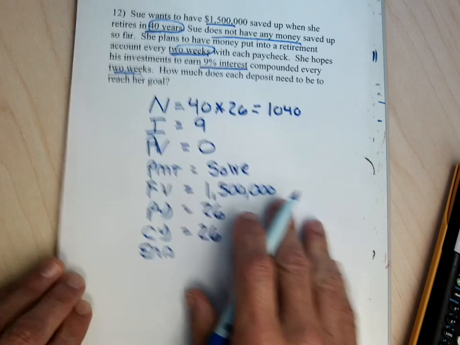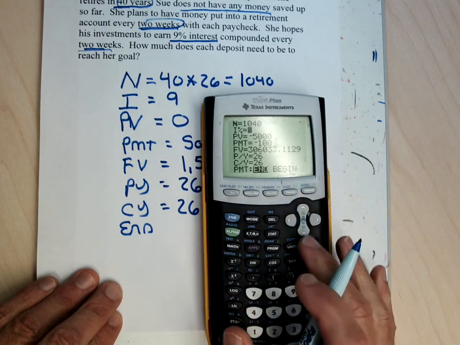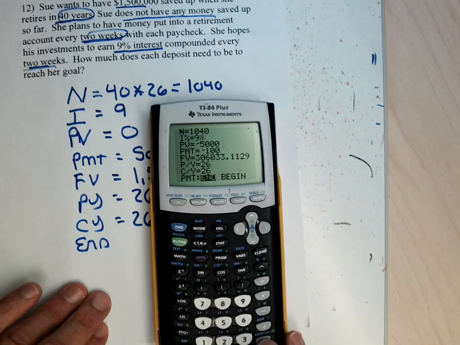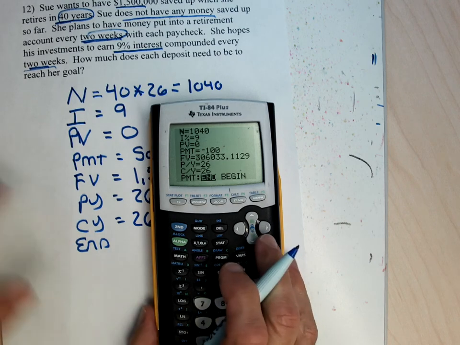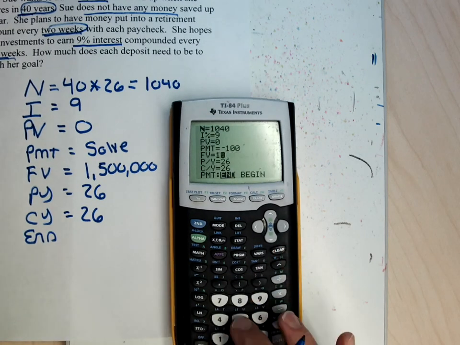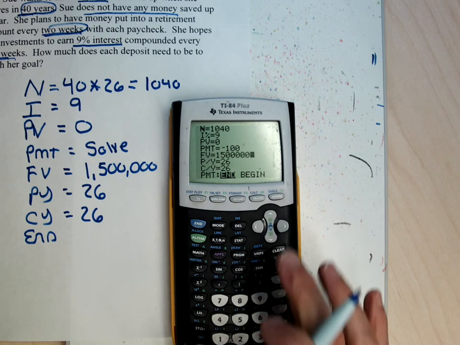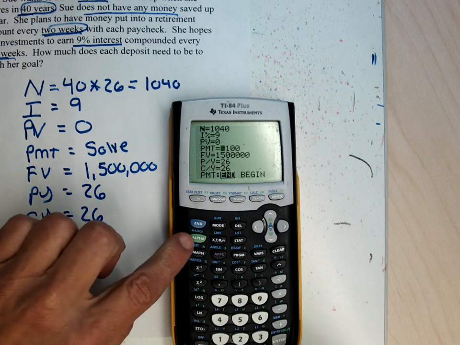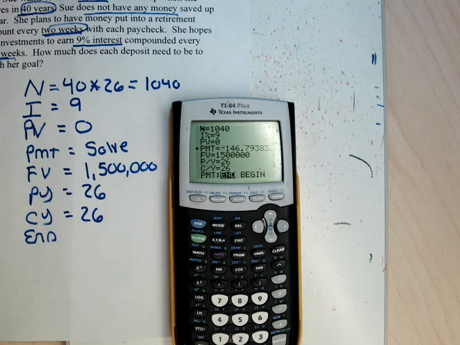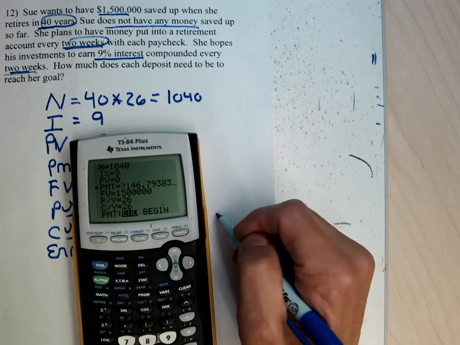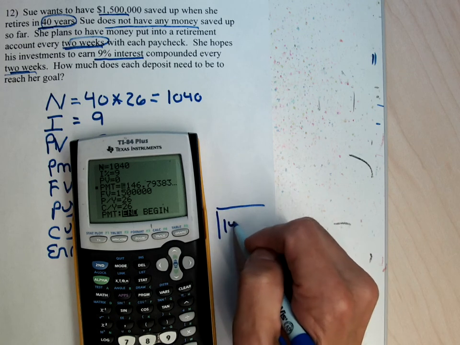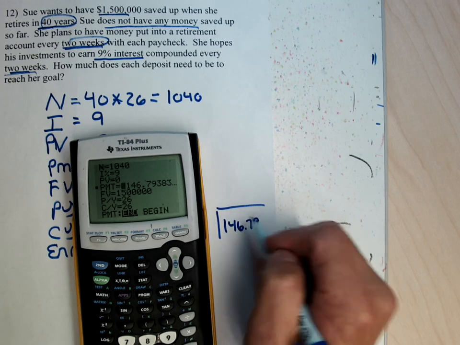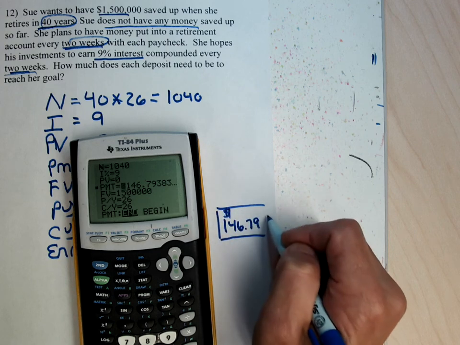I'm going to enter all these amounts. I already have the 1,040 in, so I'm going to change the interest rate to 9. The PV I'm going to put at 0. The payment I'm going to solve for, so I don't care what's in there right now. And for the future value, $1,500,000. I have the 26 in. I have the end in. I have everything that I need to have in. I scroll up to the PMT. I hit the green alpha button, followed by the enter key. I'm going to round that to 2 decimals, and that's $146.79, how much Sue needs to deposit if she's going to work for 40 years.